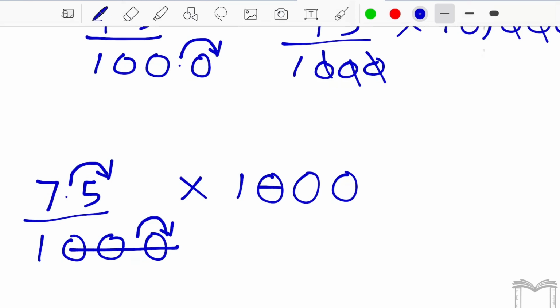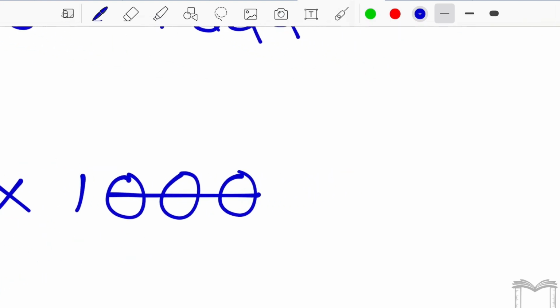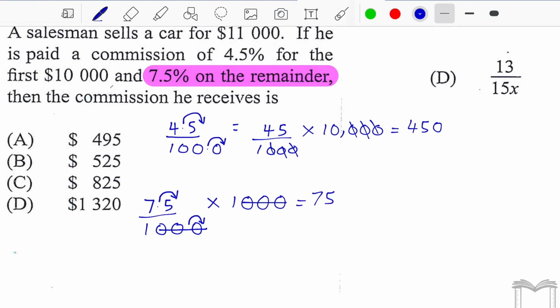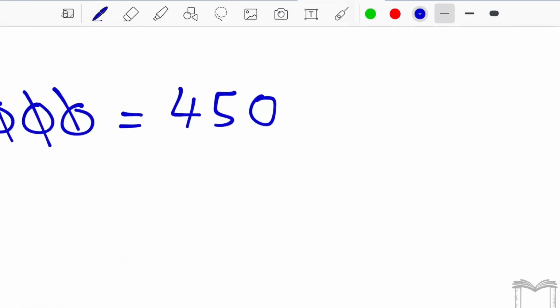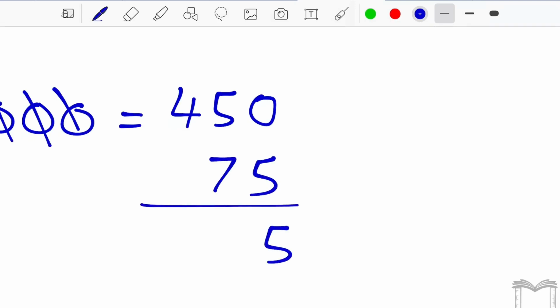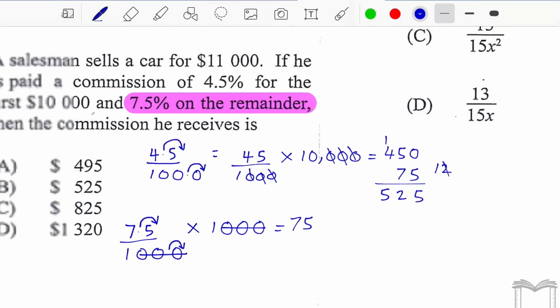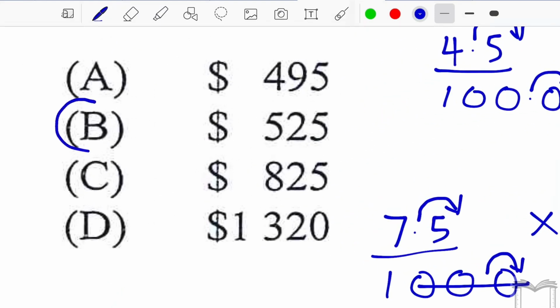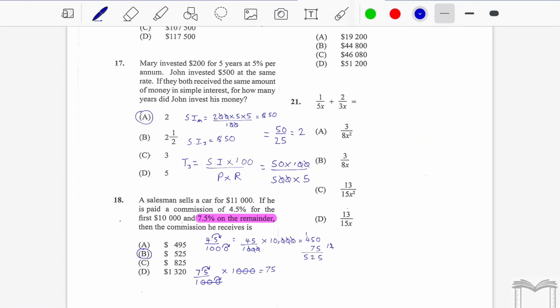So we cancel the 3 zeros below with the 3 zeros on top. So it's 75 by 1, which is 75. So we must now add the total, 450 plus 75. 7 plus 5 is 12. 4 plus 1 is 5. So the total commission is $525, which is B.